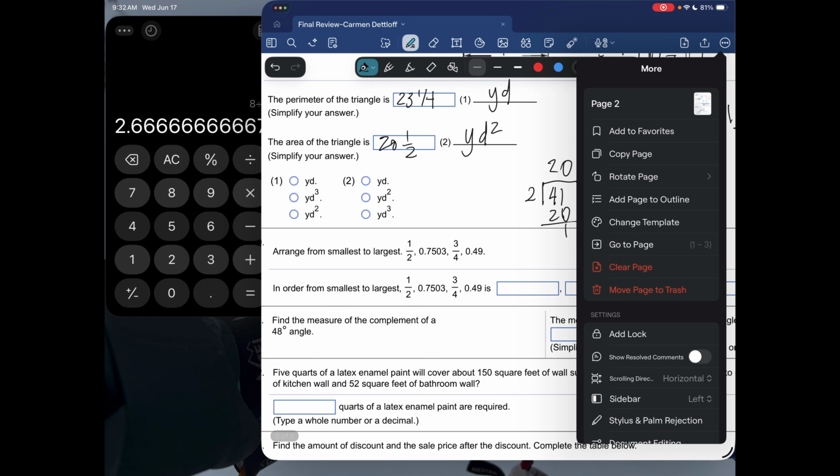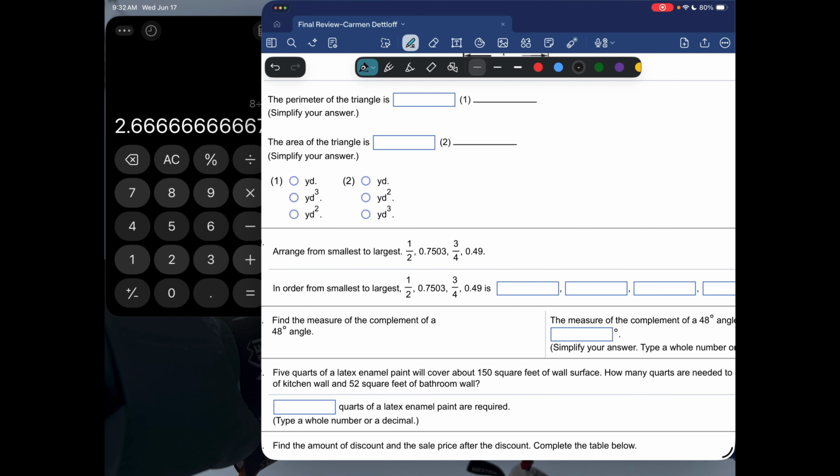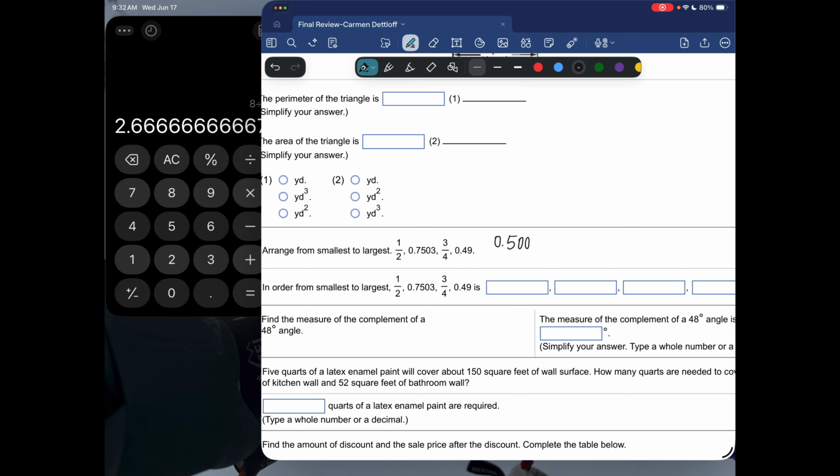Arrange from smallest to largest. I don't have a clear page. There we go. Okay, so here I'm going to convert smallest to largest. I know 1/2 is 0.5, so 0.5. And see how 0.7503 has 4 decimals on it? I'm just going to add zeros so I have the same number of decimal places, because it's just easier to look at.